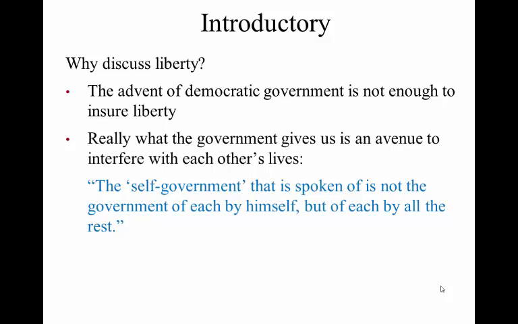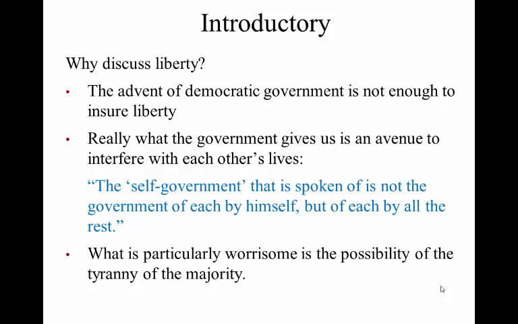First of all, he says democratic government isn't really self-government. It is actually an avenue by which some individuals in a country can govern other individuals in a country. The self-government that is spoken of is not the government of each by himself, but of each by all the rest. What democracy gives us is an avenue to interfere in each other's lives.